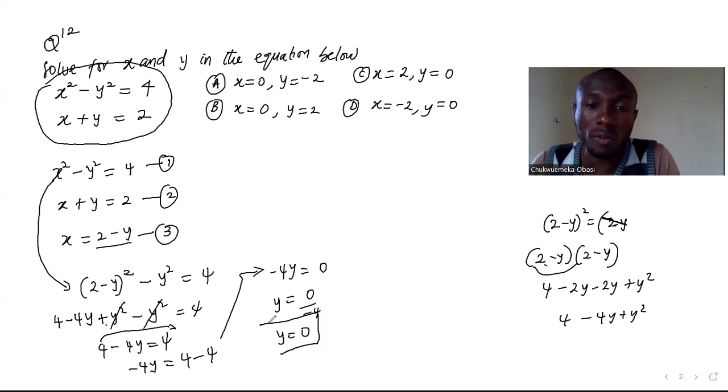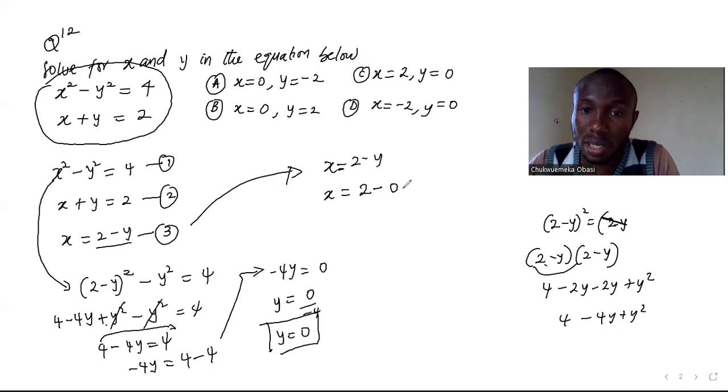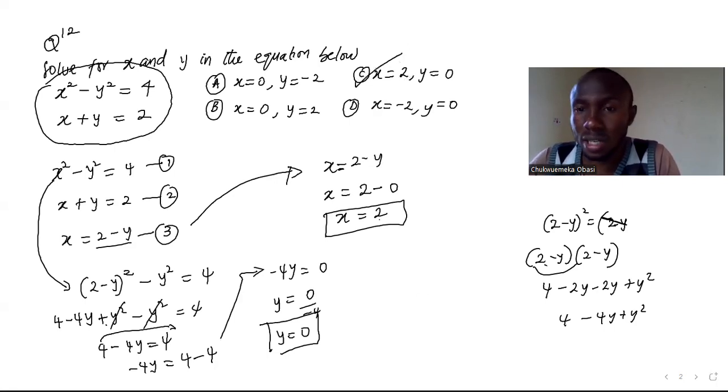Now you've gotten the value of y to be 0. You want to get the value of x. You can plug the value of y into equation 3, which is x equals 2 minus y. So you have x is equal to 2 minus 0 because y is 0. So you have x is equal to 2. So therefore, x is 2 and y is 0. That is option C. So that is clear, I hope so.